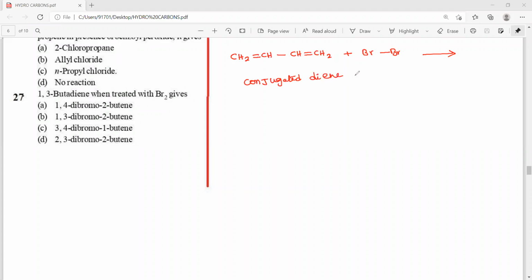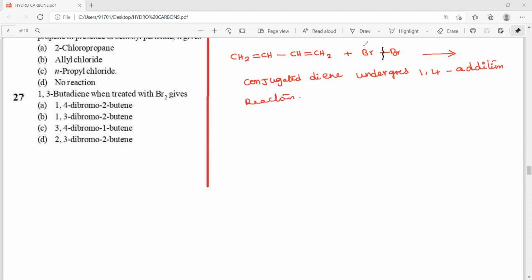On addition reactions, conjugated dienes, when you add any halogen or hydrogen bromide, undergo 1,4 addition reaction. Okay, students, let's see how it undergoes 1,4 addition reaction. It is electrophilic addition only.